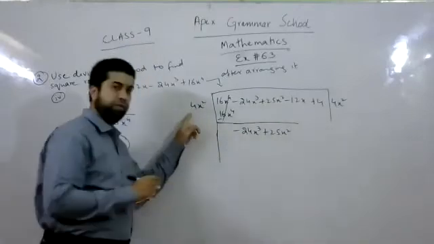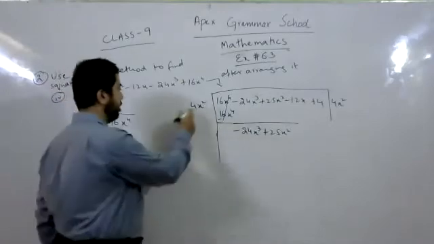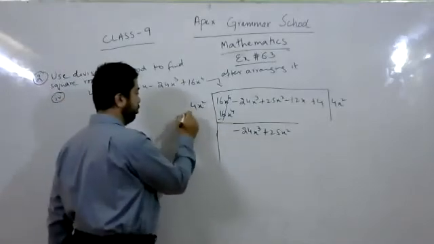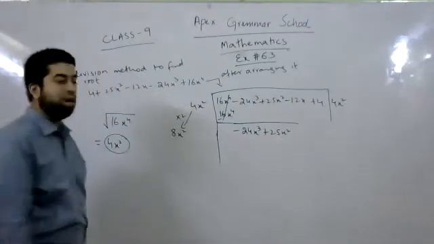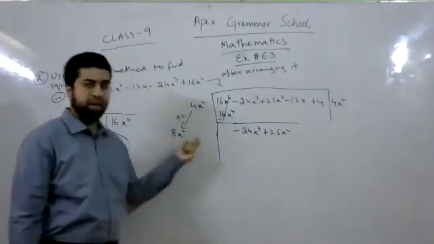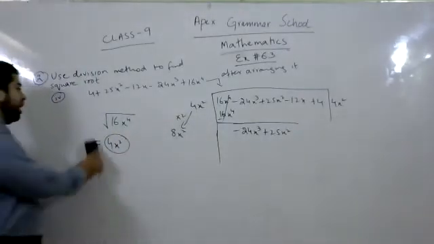Now this time, 4x square will be here as twice. 4 multiplied by 2 is 8x square. Now we need to find the number which needs to appear here. For that purpose, division will help.